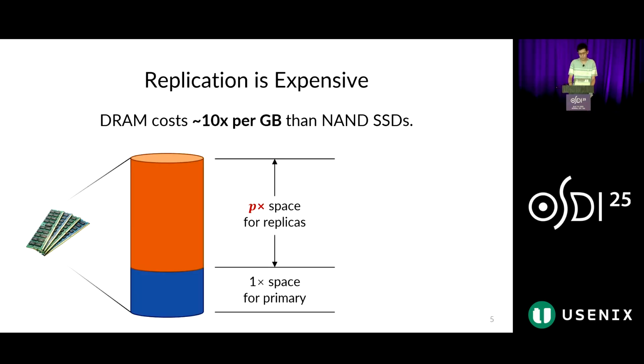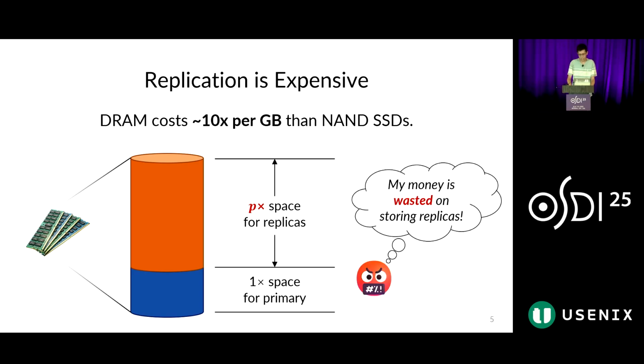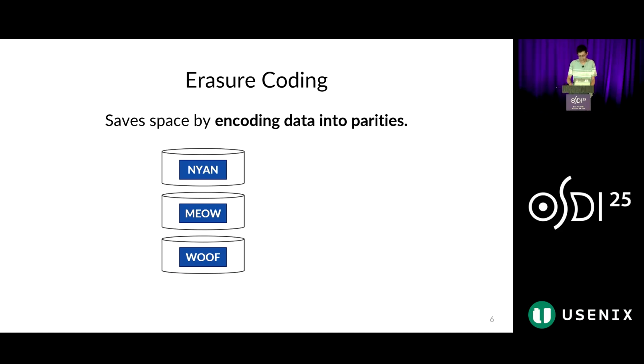Replication is a common strategy for fault tolerance. However, it is very expensive. The main reason is the high cost of DRAM, making it unacceptable to dedicate this premium resource to storing object replicas. Instead, we propose using erasure coding.